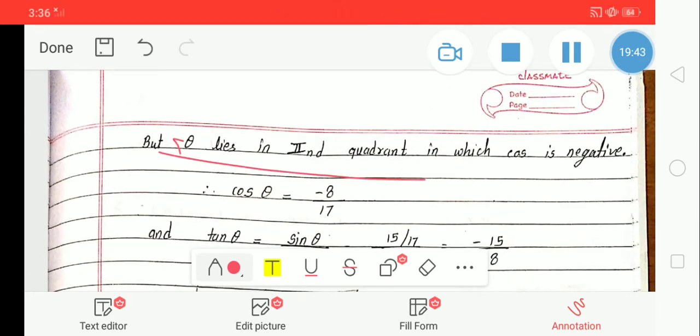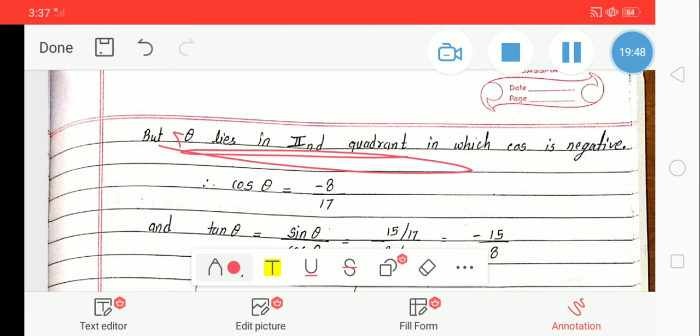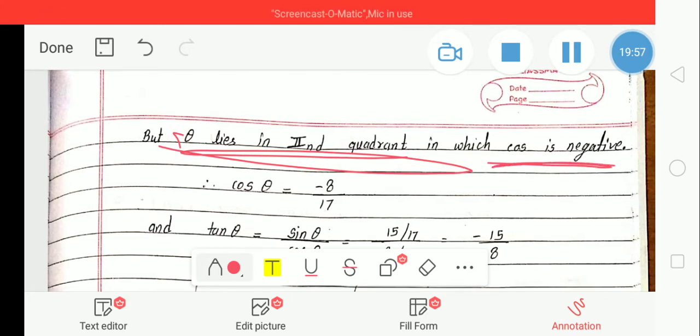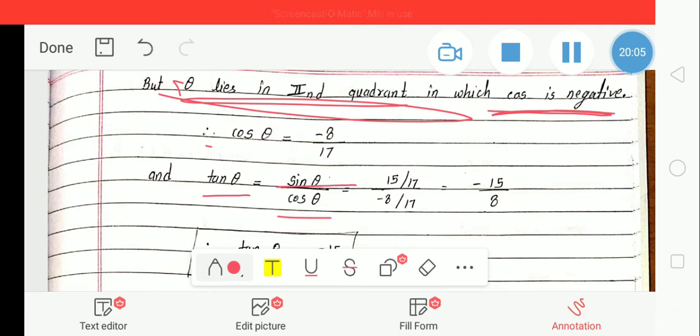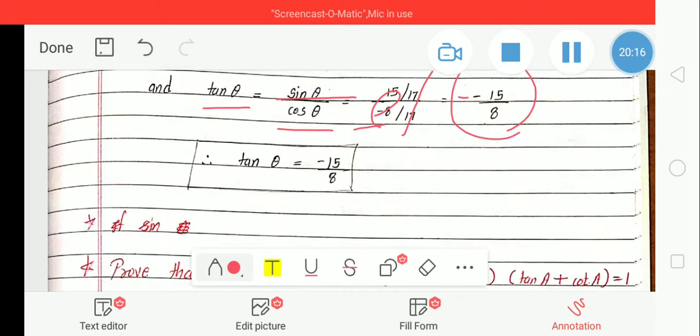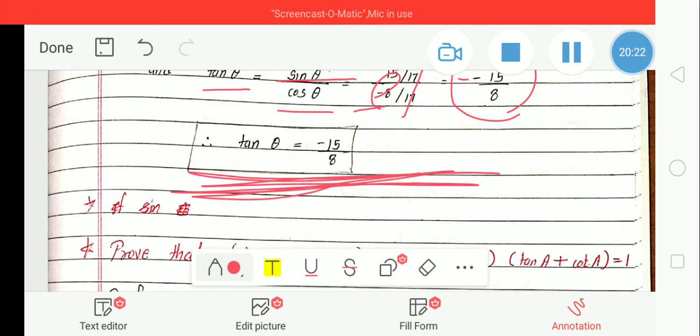But theta lies in the second quadrant. हमको दिया है कि theta is in the second quadrant. So sin is positive and the other ratios are negative. So we take cos as negative. So cos theta is equal to minus 8 divided by 17. Then tan theta is equal to sin theta divided by cos theta. So 15 divided by 17 and minus 8 divided by 17. So 17 gets cancelled, 15 divided by 8, but here with the minus sign, so minus 15 divided by 8. So tan theta is equal to minus 15 divided by 8. This is the value of tan theta.